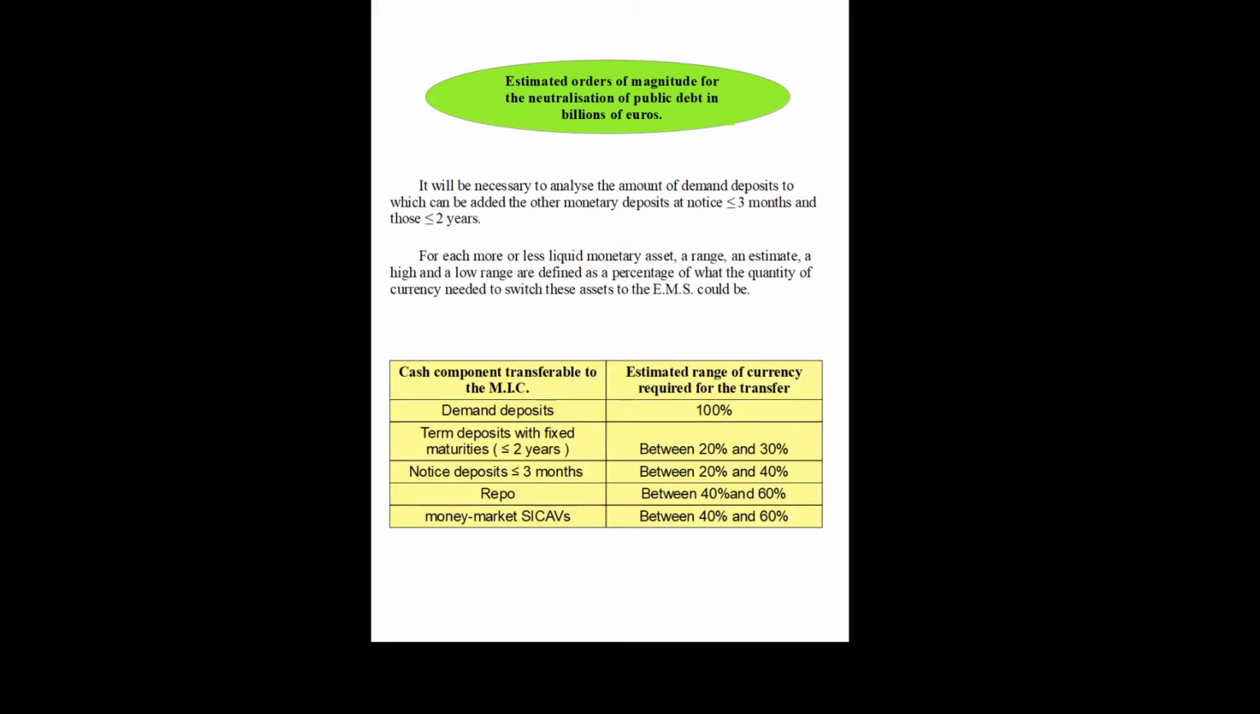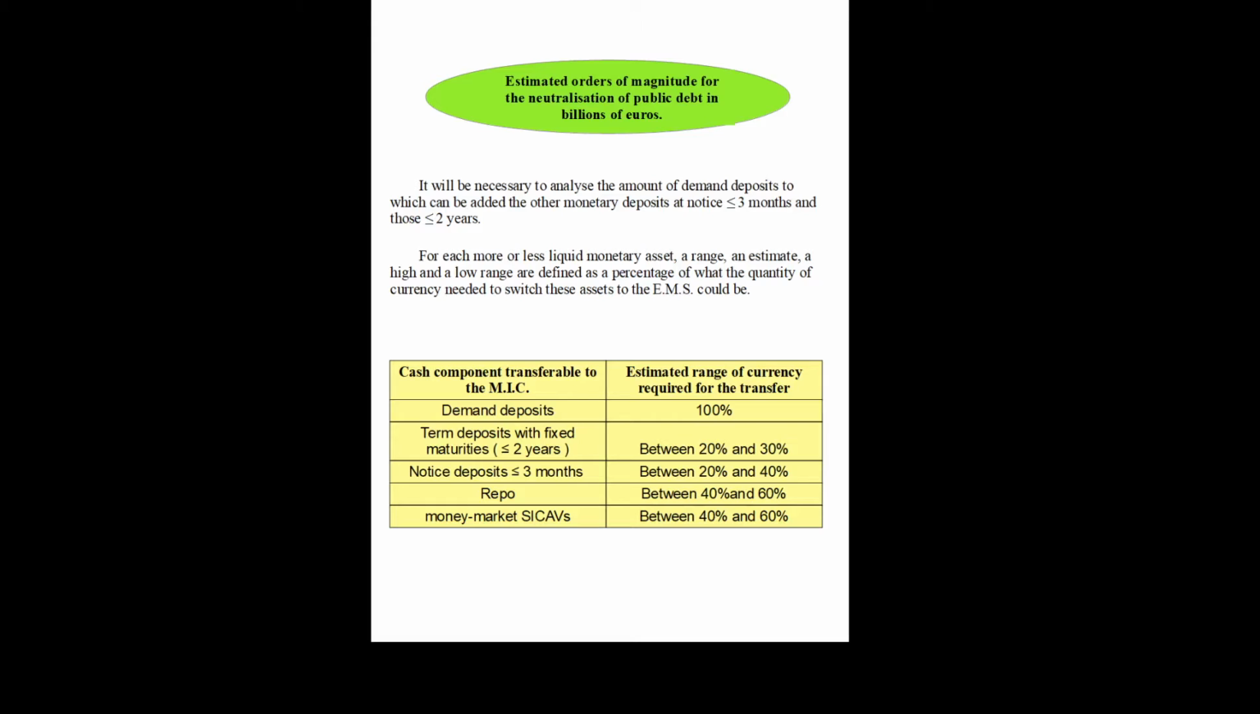Estimated orders of magnitude for government debt neutralization in billions of euros. In order to estimate the orders of magnitude for the neutralization of public debt, it will be necessary to analyze the amount of overnight deposits to which can be added other monetary deposits with a period of notice of 3 months or less, and those with a period of notice of 2 years or less. For each more or less liquid monetary asset, a range, an estimate. A high and a low range are defined as a percentage of what the quantity of currency needed to switch these assets to the MIC could be.